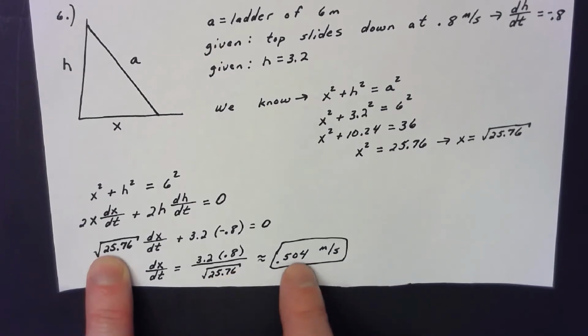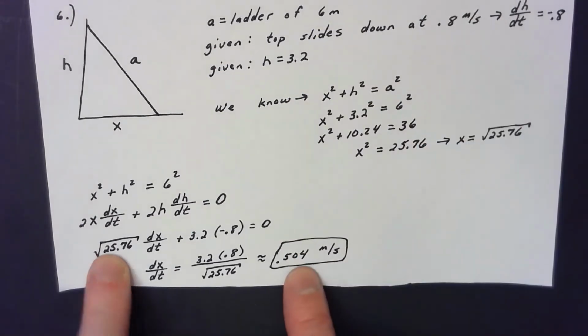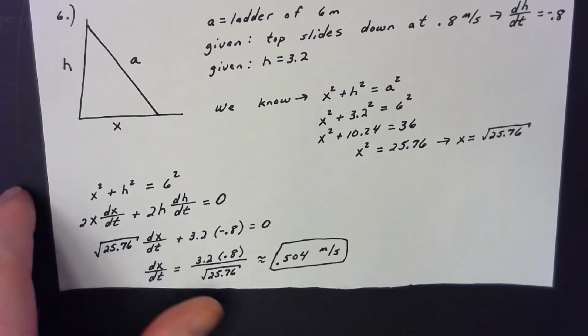You just go to your calculator and you can say that dx/dt is going to be approximately 0.504, and units in this problem were in meters and seconds, so it's 0.504 meters per second. So if the top of the ladder is sliding down the wall at a rate of 0.8 meters per second, then at the instant when the height is 3.2, the base is going away from the wall at a rate of 0.504 meters per second.